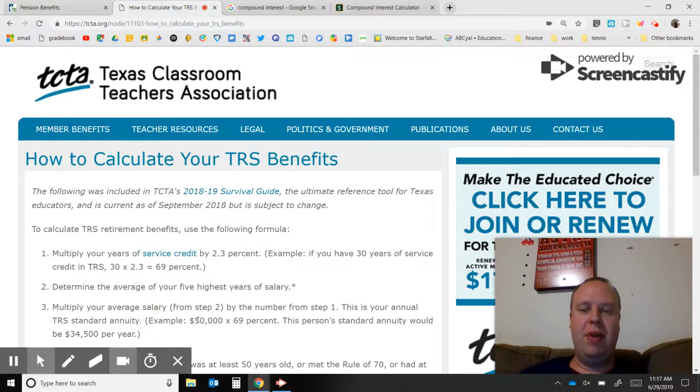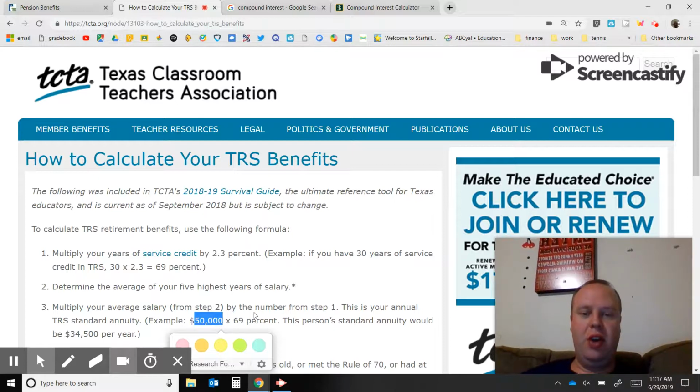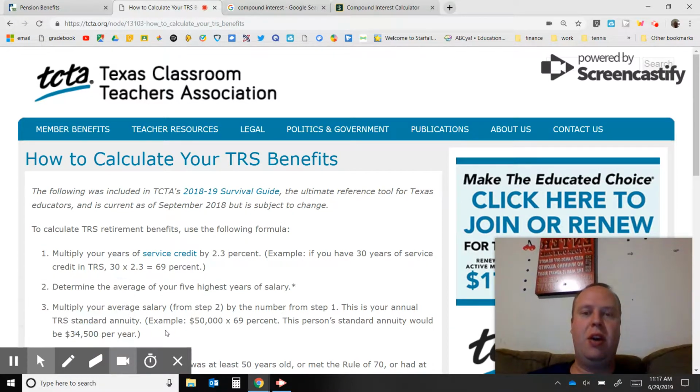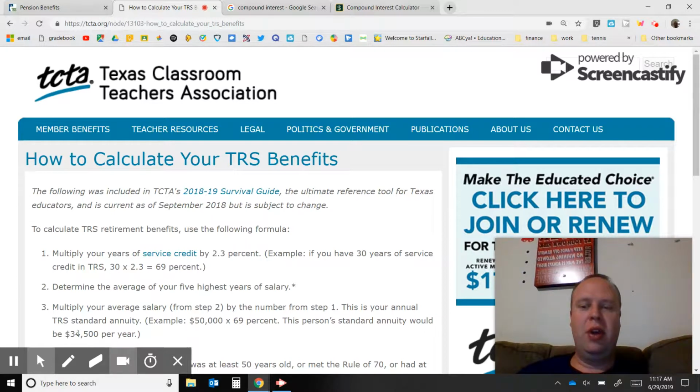So for instance, let's say you made $50,000 for your average of your last 5 years' salary. You worked 30 years of service, you'd multiply it by 69%, and the standard annuity would be $34,500 a year. I'm just going to assume you're going to do standard annuity. There are a lot of different benefits that you could do, or joint survivor. You could take out a lump sum distribution at first, and we'll do plenty of videos on that in the future. Just to keep it simple, in this case, you'd make $34,500 per year.